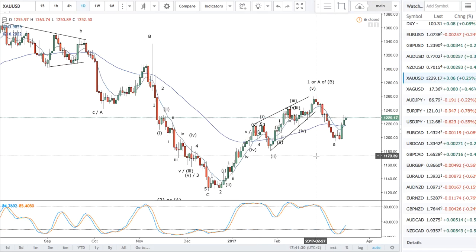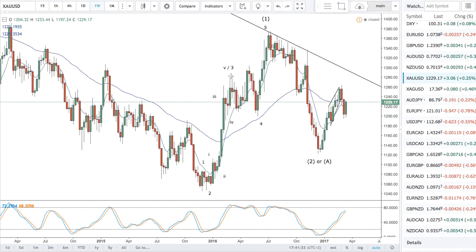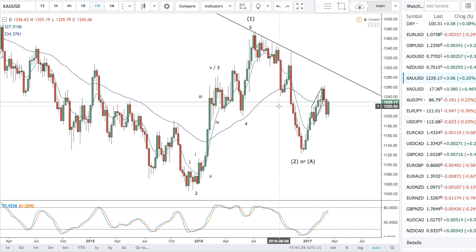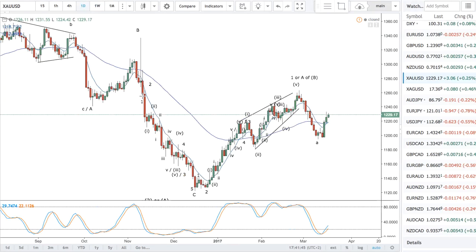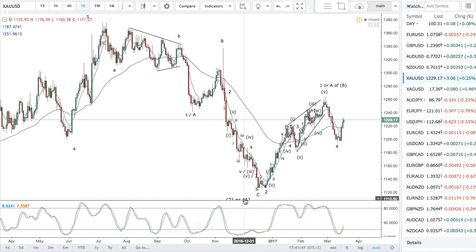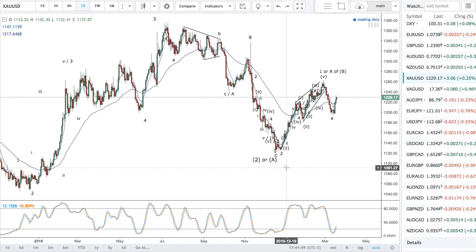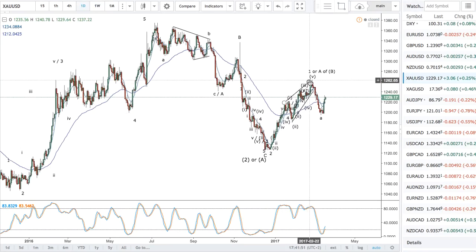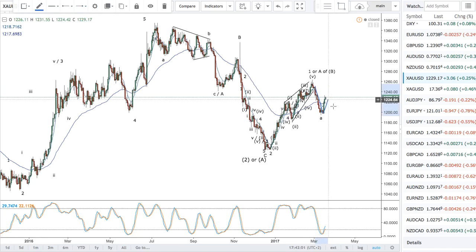Now gold. There are a couple of scenarios I've been running in this. Wave one here, this is a five-wave move in 2016. Three-wave correction here, five for C. Now the issue here is that this is a move up that looks good for continuation. So I like the idea that this sees a touch lower and then continues up.